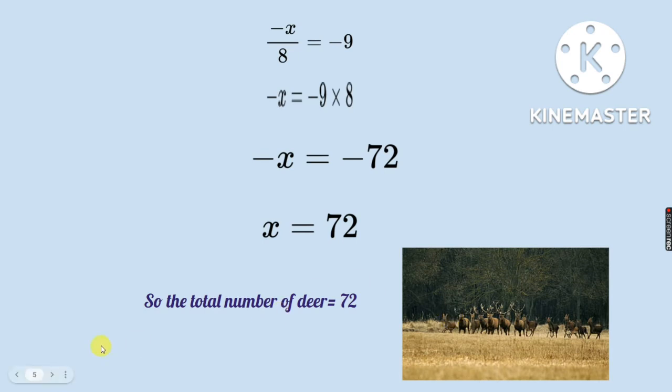Remaining left 36, and 3/4 of the remaining were playing. If we calculate 3/4 of the remaining, that is 36, it would come out to be 27. It means 27 were playing and the remaining 9 were drinking water. If we add all of them, it would become number 72. It means the total number of deers were 72.